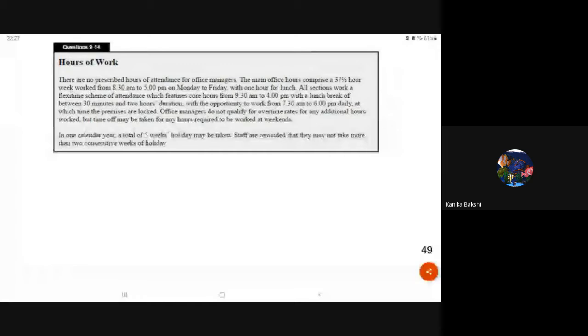It also reminds that they may not take more than 2 consecutive weeks of holiday. Consecutive का मतलब क्या होता है? Back to back, लगातार. 2 consecutive weeks of holiday. तो obviously 2 weeks वो summer में ले सकते हैं, 2 weeks वो winter में ले सकते हैं, total वो 5 ले सकते हैं. तो पहले ही लिखा है 1 calendar year में total of 5 weeks taken. तो maximum 5 weeks तो ले ही सकते हैं और 2 हफ्ते समर में और 2 हफ्ते विंटर में बिल्कुल ले सकते हैं. एक साथ 2 weeks और फिर अगली बार 2 weeks. So it is true here. Right?